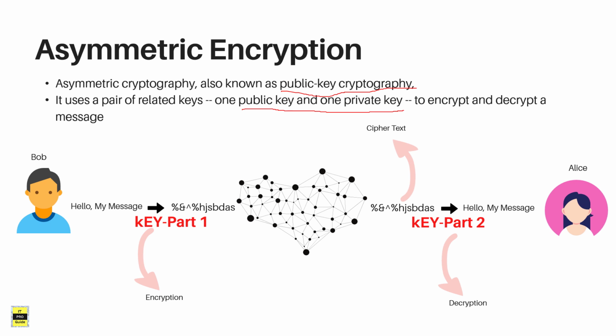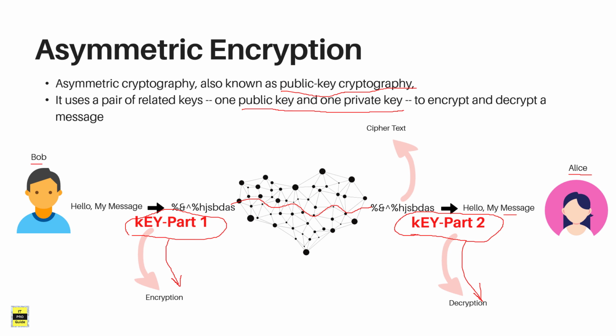For example, Bob wants to send a message to Alice. So Bob's system generates a key pair, and those keys relate to each other. Bob uses one of the keys to encrypt the message, then he gets the ciphertext, right? This ciphertext is sent over the internet to Alice's device. Once Alice receives this message, she uses the second part of the key. So Bob uses part 1 of the key, for example, then Alice uses part 2 of the key. The message is decrypted using part 2 of the key, and she gets the plain text message.